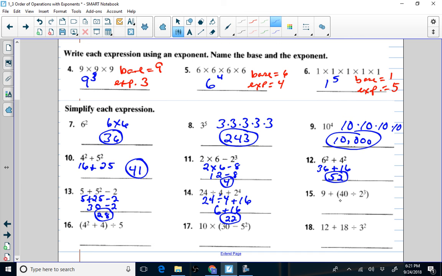Example 15, within the parentheses, I have to do the exponent before I can do the division. So it's going to look like 9 plus 40 divided by 2 to the 3rd power, is 2 times 2 is 4, times 2 is 8. Now I have to do the division because it's within the parentheses before I can do the addition. So this becomes 9 plus 40 divided by 8 is 5. 9 plus 5 is going to be 14.